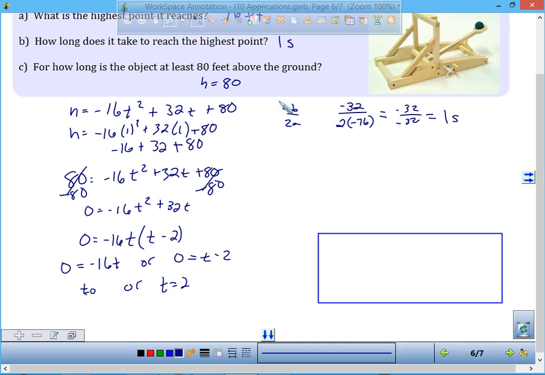So how long is the object at least 80 feet above the ground? We already know at 0 it's 80 feet above the ground because that's where it started, 0 seconds. So it also is at 80 feet after 2 seconds. So for 2 seconds, it's 80 feet above the ground, at least. Okay? That would be interpreting both of our answers.